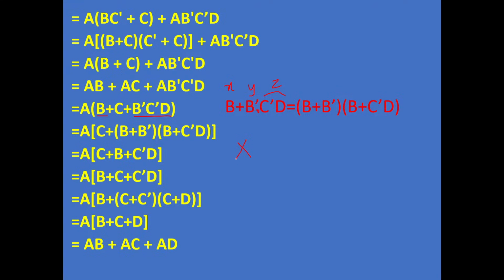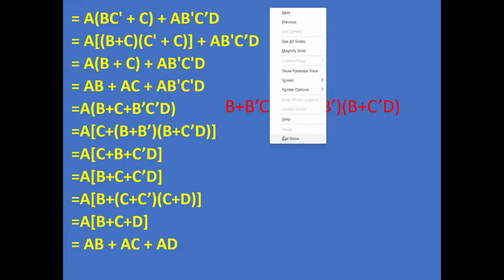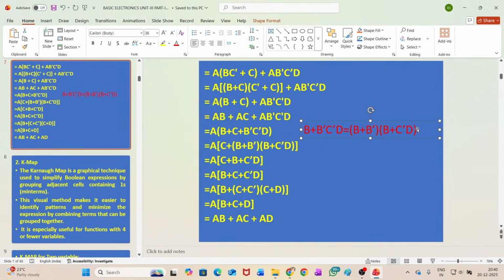So here X is equal to B. To make it easier for you to understand, X is equal to B, Y is equal to B bar, and Z is equal to C bar D. So X plus YZ is equal to X plus Y into X plus Z. That's what I have done here.